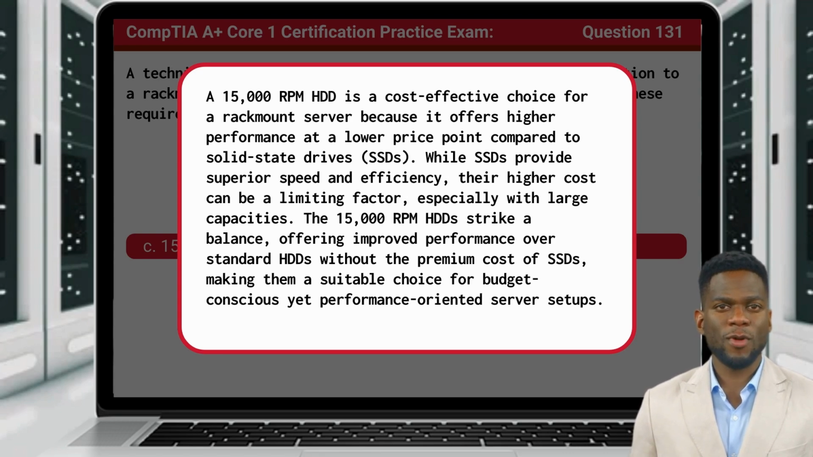While SSDs provide superior speed and efficiency, their higher cost can be a limiting factor, especially with large capacities. The 15,000 RPM HDDs strike a balance, offering improved performance over standard HDDs without the premium cost of SSDs, making them a suitable choice for budget-conscious yet performance-oriented server setups.